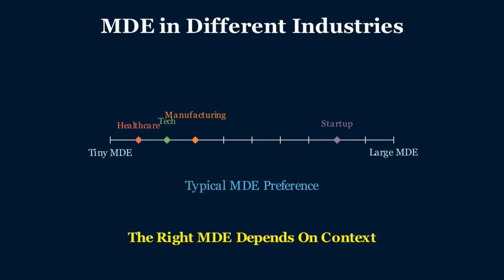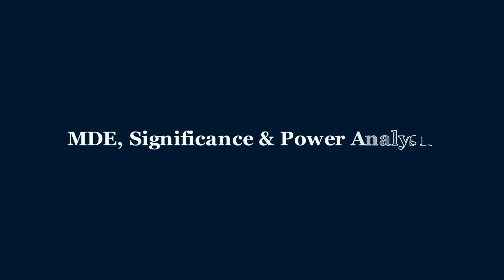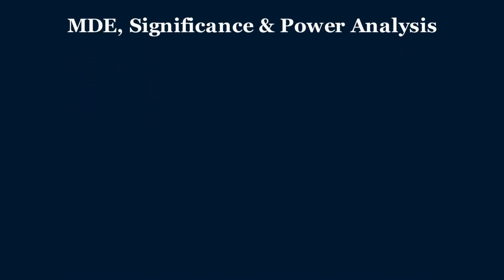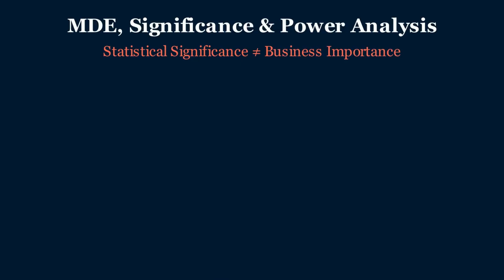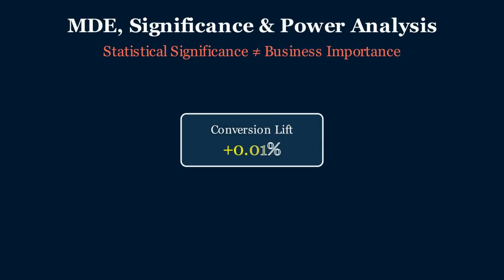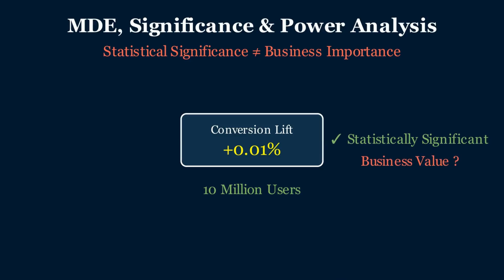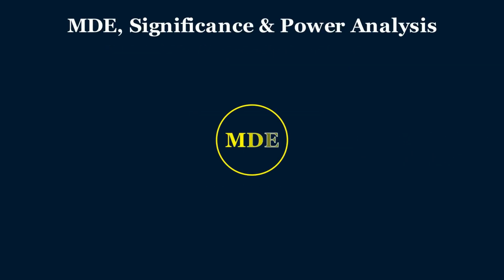But here's something many beginners misunderstand. Statistical significance does not automatically mean a result is important. With enough users, you can detect absurdly tiny improvements. Example, a 0.01% increase in conversion rate. Statistically significant, but business wise, possibly meaningless. And this is exactly why MDE matters. Because MDE forces teams to think before the experiment. What size improvement would actually matter? Not just what can we detect.